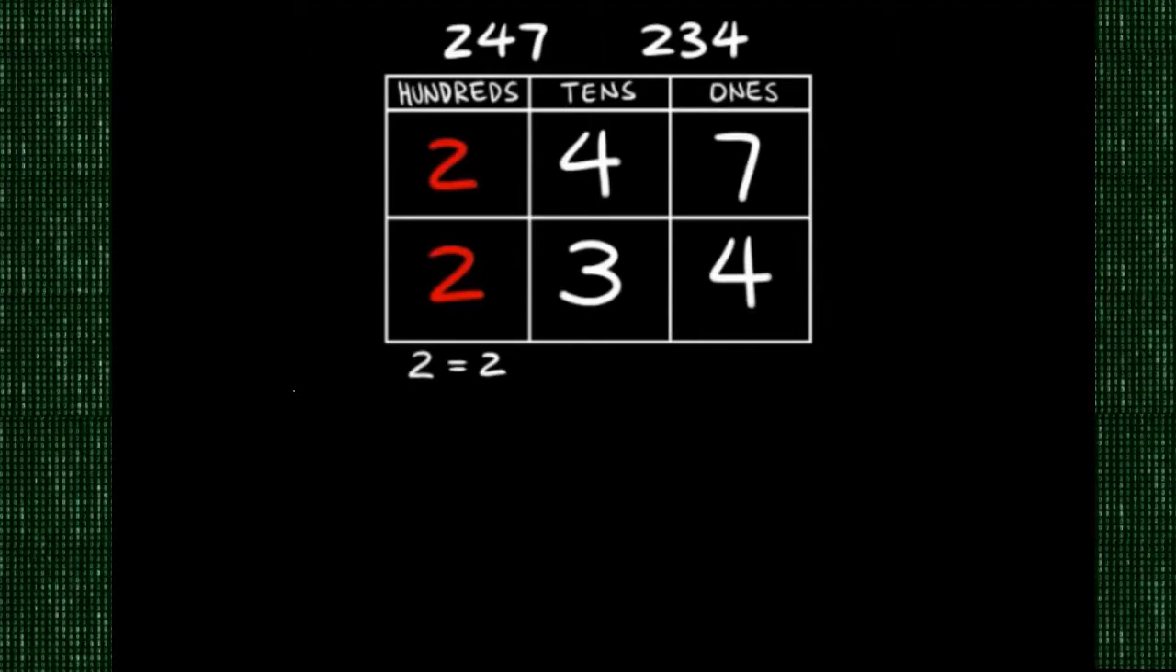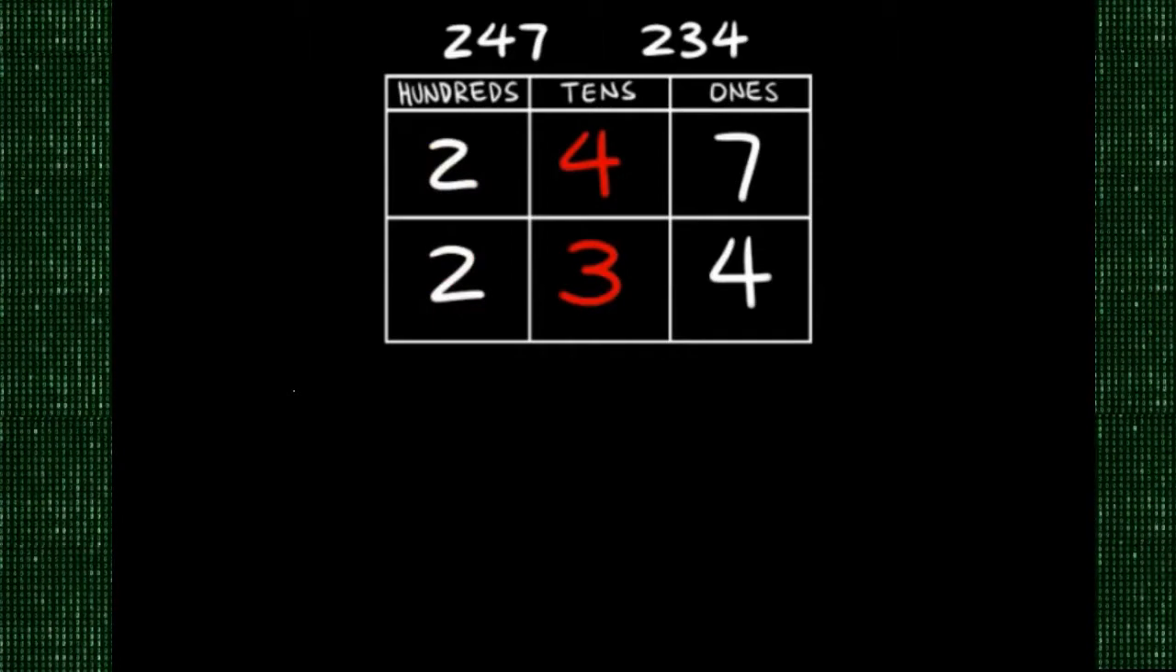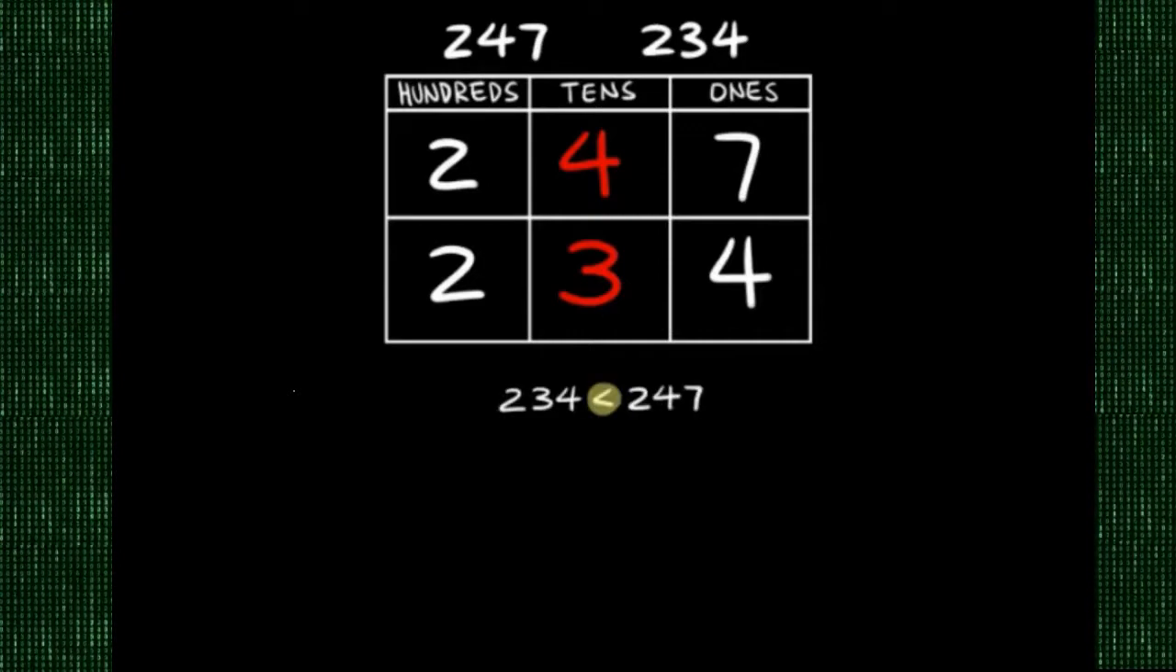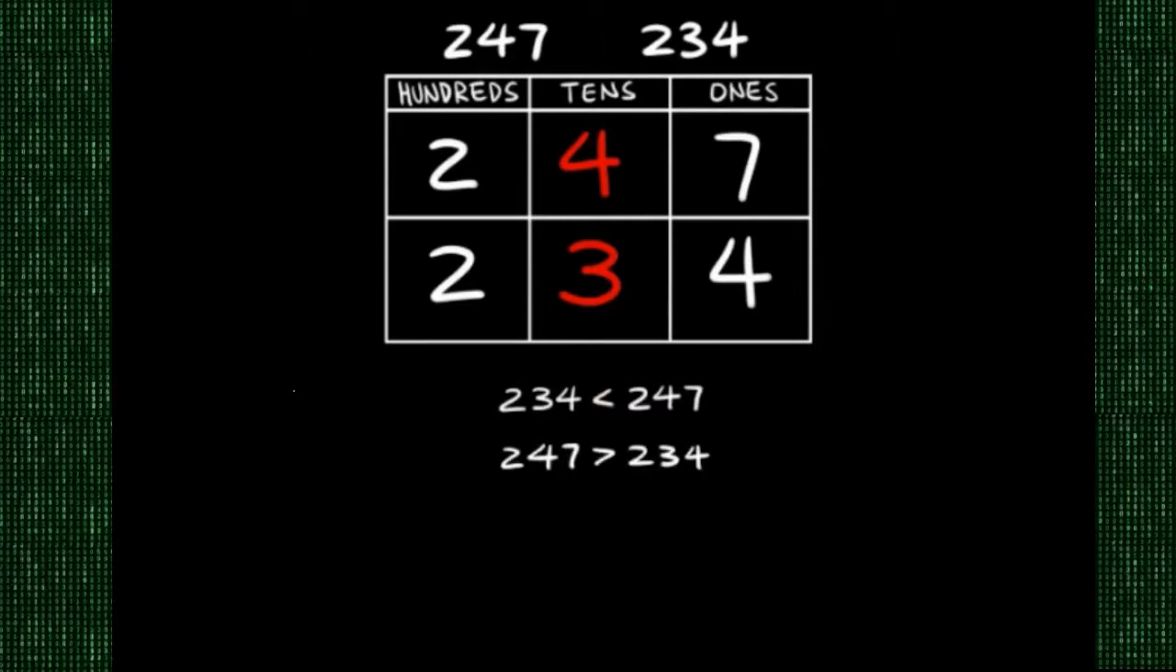Right, we have to move on to the next place value, which is the tens. And now we can see that the numbers aren't the same. We have a 4 and a 3. Well, which one is bigger? Right, the 4 is greater than the 3. And because of that, we're going to say that 234, the bottom number, is less than 247. Or 247 is greater than 234. Remember, there are always two ways to write this.